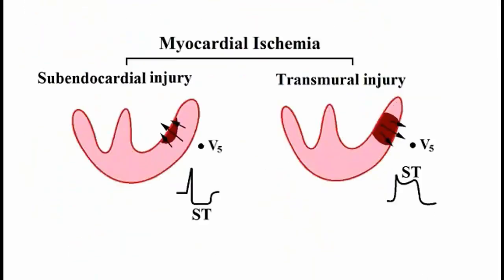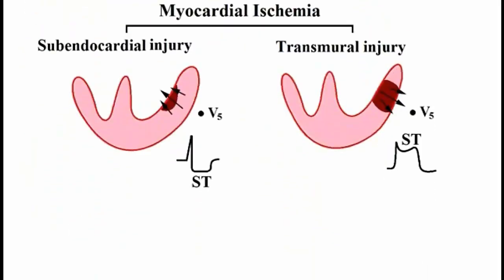So the type of EKG changes that you may see in patients with stable angina that have undergone exercise or the pharmacologic induced stress test is the ST segment depression. Because in these patients, since there is a subendocardial injury to the heart, electric charges are going away, and thus you will see ST depression.